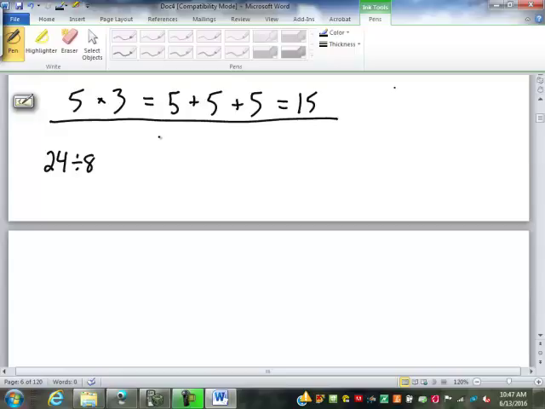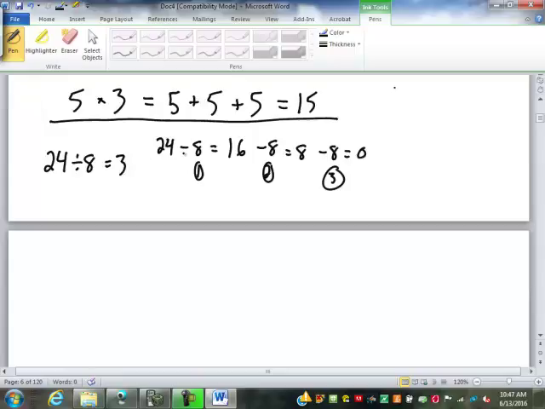24 divided by 8 is asking, how many times can I subtract 8 from 24? I subtract it once, that's 16. I subtract it a second time, that gives me 8. Subtract it a third time, that gives me 0. 24 divided by 8 is 3, because I can subtract 8 from 24 3 times.